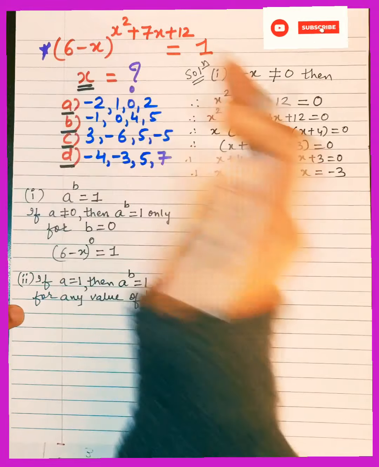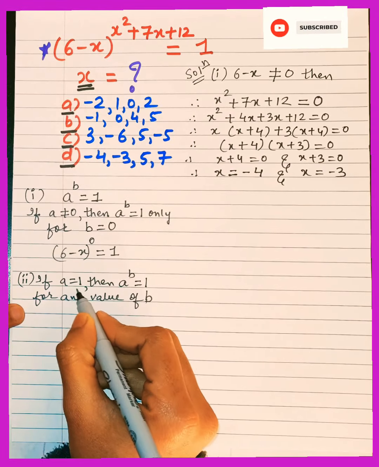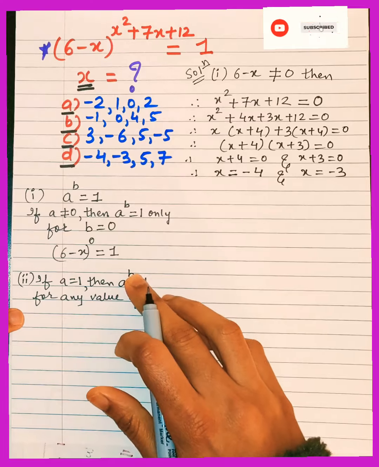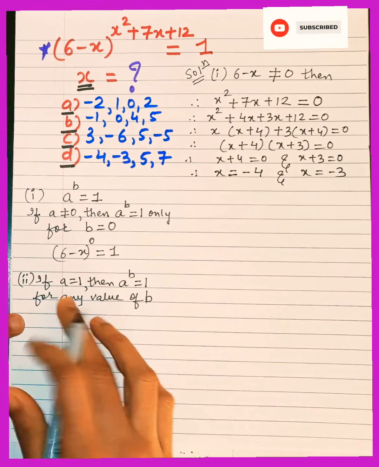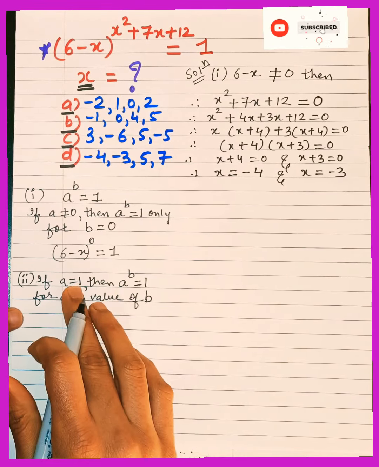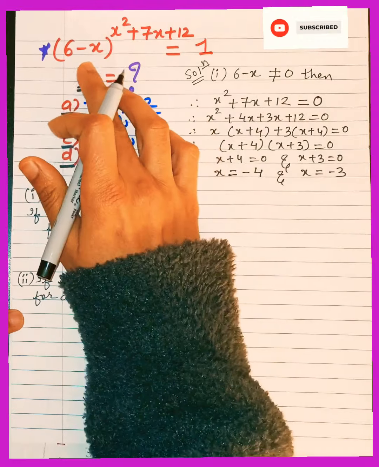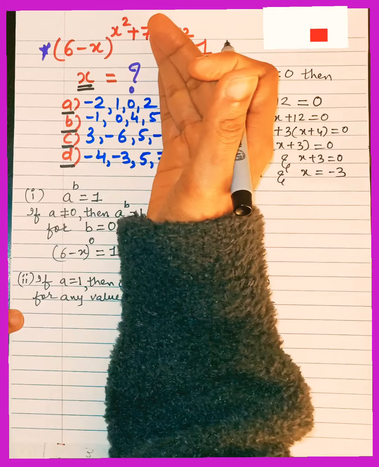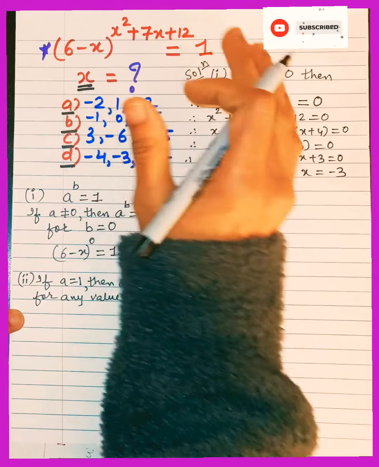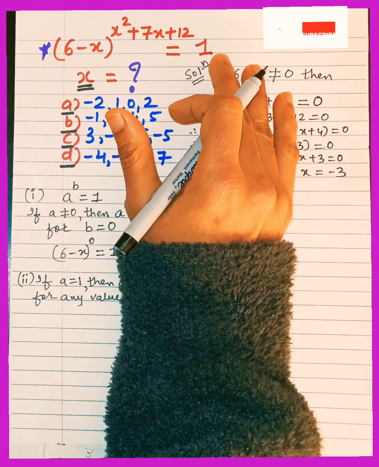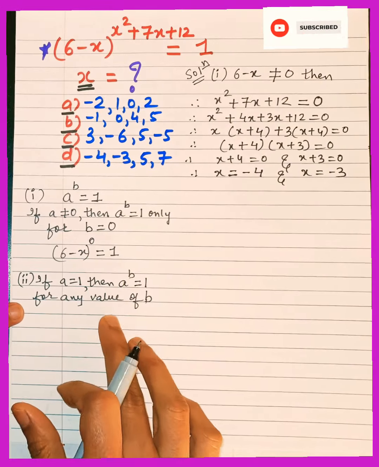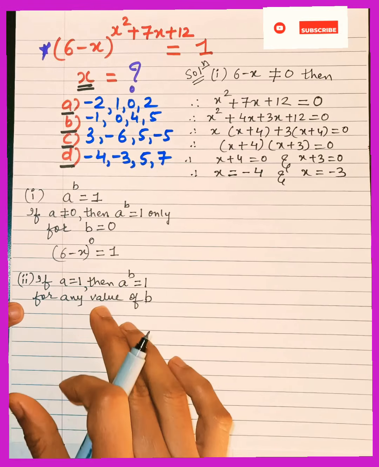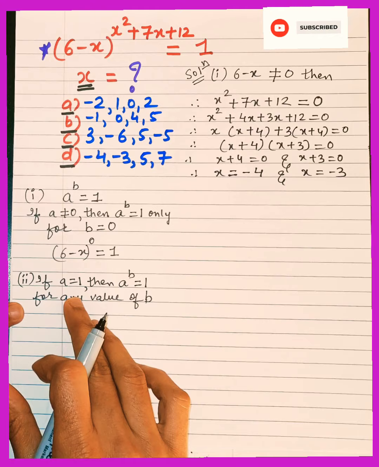Suppose a is equal to 1, then a raised to b is equal to 1. So if we take a equal to 1, what happens? This situation is satisfied, because 1 raised to anything, the answer is equal to 1 only. So the situation is satisfied if a is equal to 1. This is our second situation.